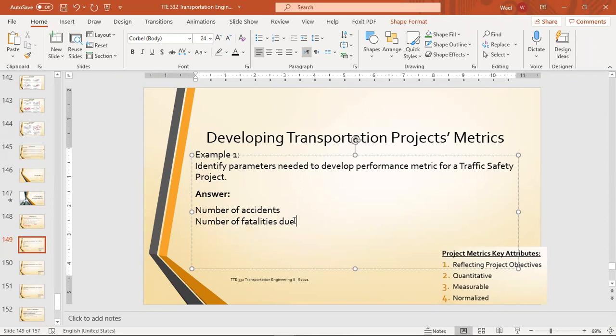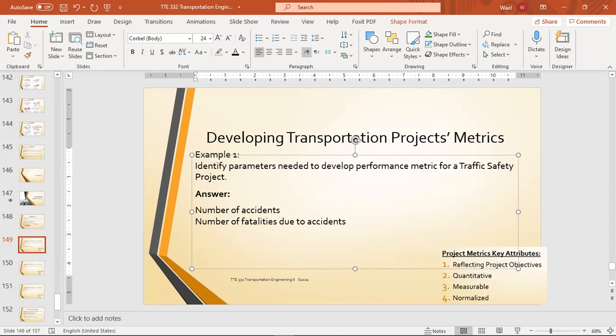Due to accidents, right? So we can say number of fatalities and bodily injuries, or just leave it as number of fatalities, which is sufficient. Right? We can have a count of this.